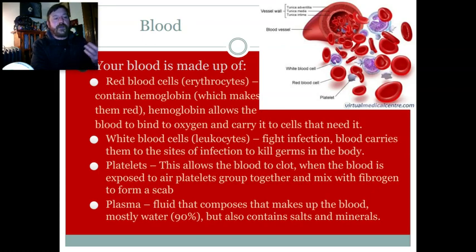Platelets, they help to clot the blood along with other things called fibrinogen. If you get a cut, they will link together and cause a scab to form. And then you also have plasma, which is mostly water, but also contains an awful lot of other things like salts and minerals that help our bodies to function.